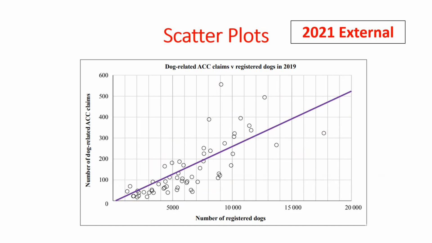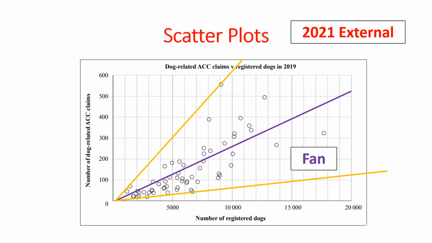Right, what else? Well, notice our line of best fit. Actually, can you notice there's a bit of a fan with the data? As the number of registered dogs increases, the number of dog-related claims seems to get more varied, more variable. And we could talk about why and what that means as well.